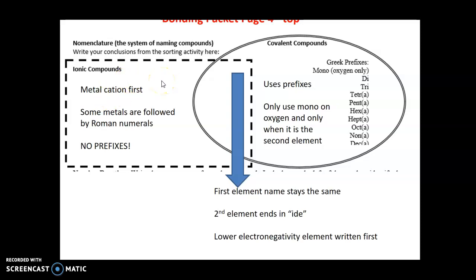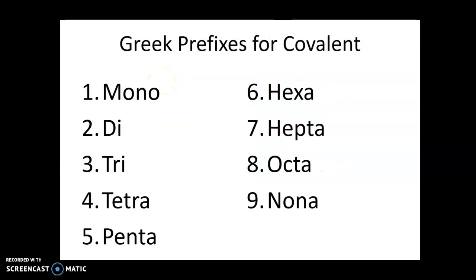So the prefixes we use in the covalent compounds are from Greek. So they're a little bit different than some of the Latin number words that you might be used to in geometry. So these are the numbers that you should know for writing Greek prefixes for covalent compounds.